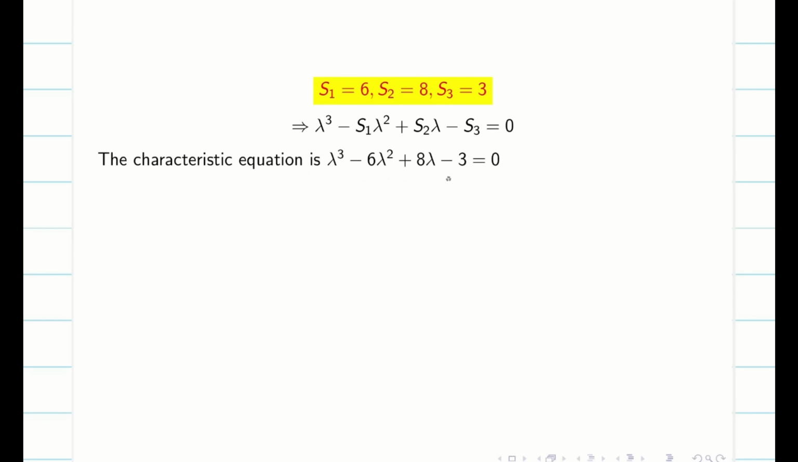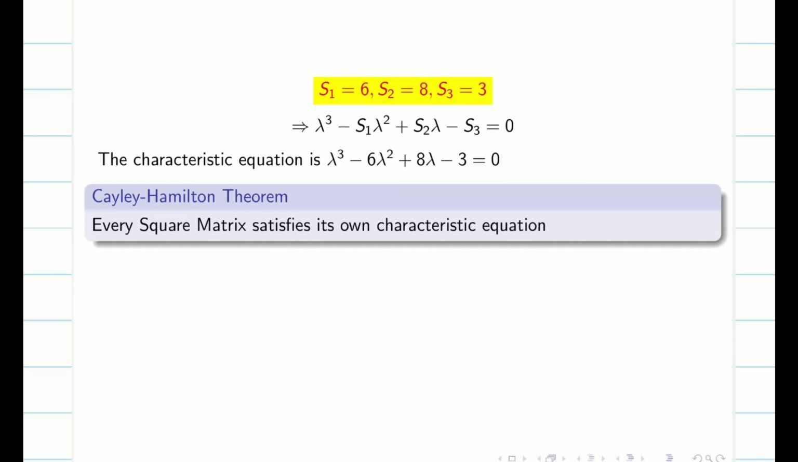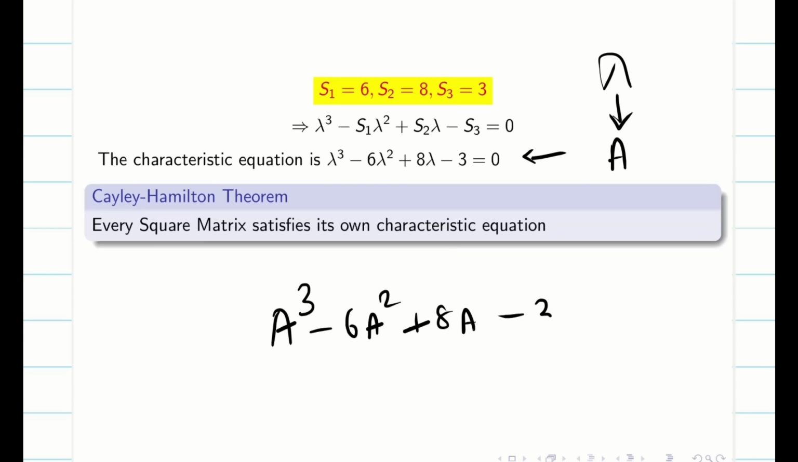Write the characteristic equation. Make sure the plus and minus signs are correct. Next, according to our definition, every square matrix satisfies its own characteristic equation. That means in this characteristic equation, I am going to replace lambda by A. So it becomes A cube minus 6A square plus 8A minus 3. Here everything is a matrix. So the constant minus 3 will become I. It is very easy. I is the identity matrix.